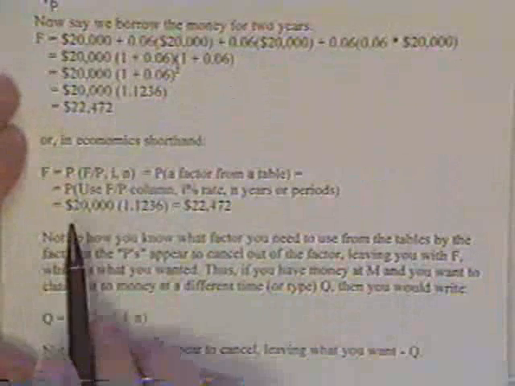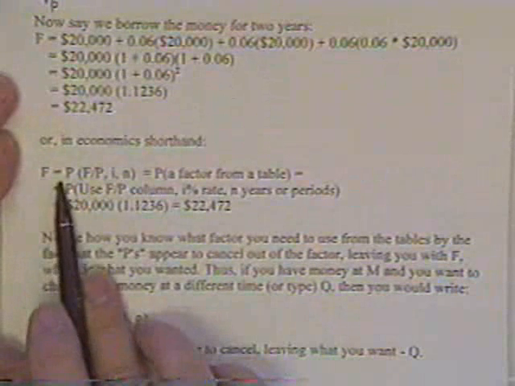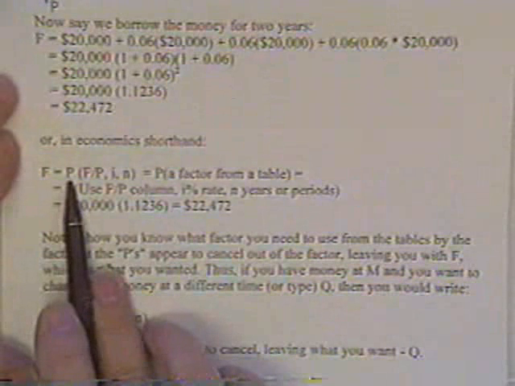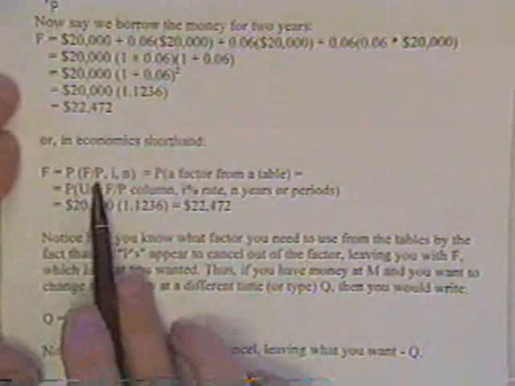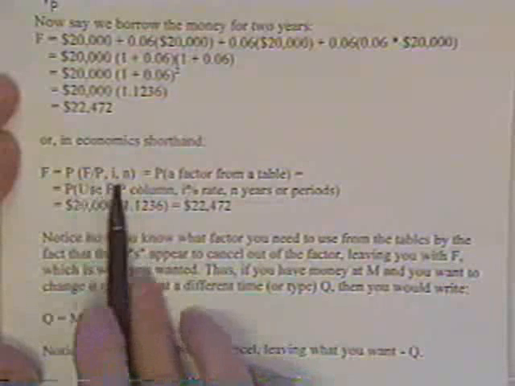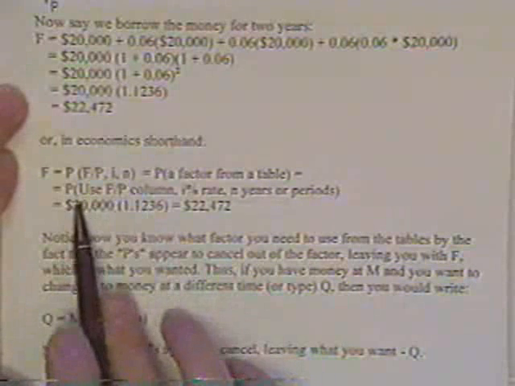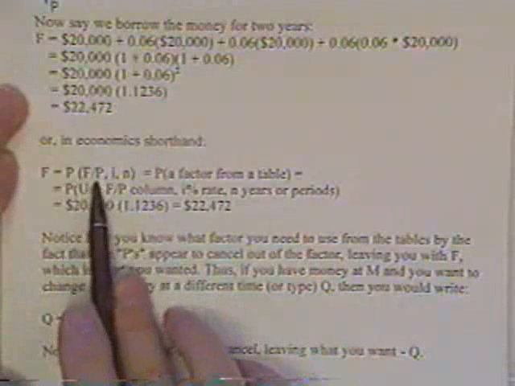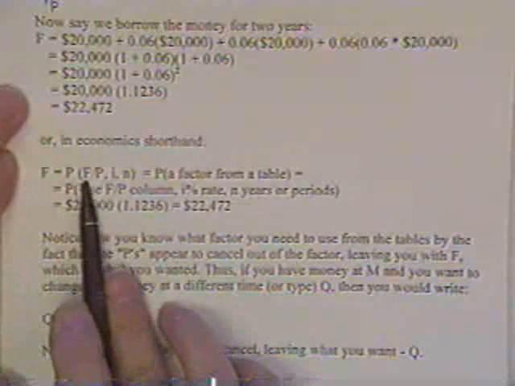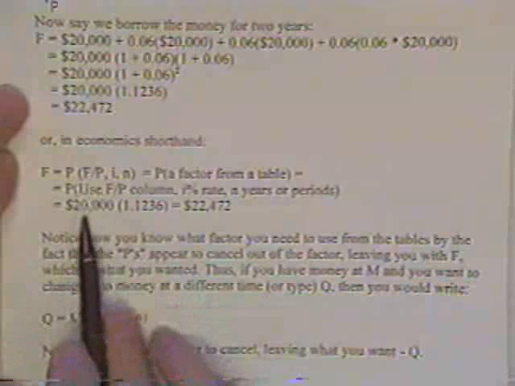In economics shorthand, the future value of a stream of money can be found by multiplying the present value of that stream of money times F over P, I, and N, or at least times the factor that contains those variables. As before, you know which column to look under, because if you want to change P into F, you have to multiply it times F over P. The P's cancel, leaving F.